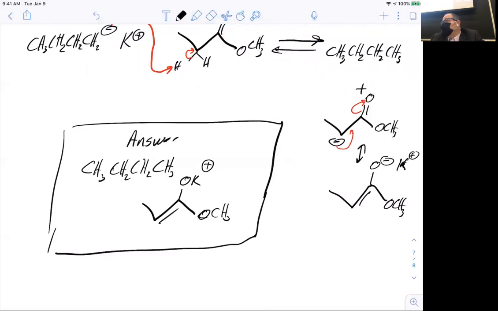Yes. This is the more stable one, but up here, you could have shown that as the product too. On a free response, I would have taken either one as correct, right? What you'll see represented most often in literature, and if it was a multiple choice, would be the oxygen negative product. And I drew this wrong. It should have been plus. Okay. Questions about this one?